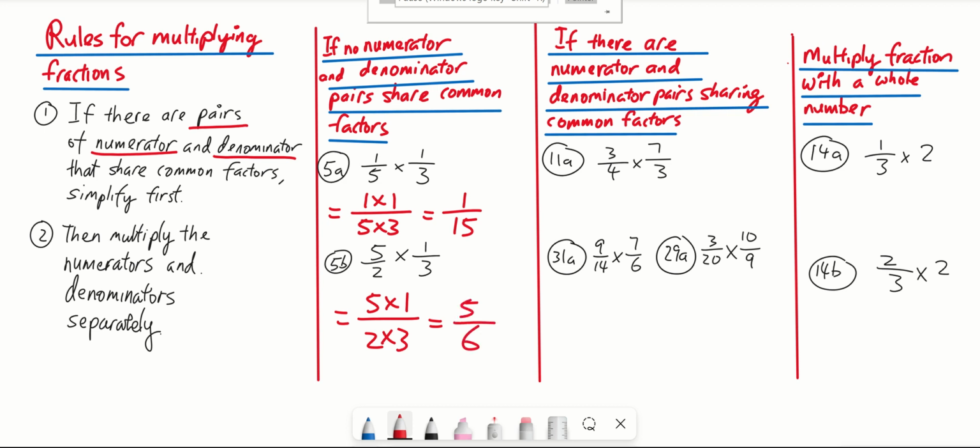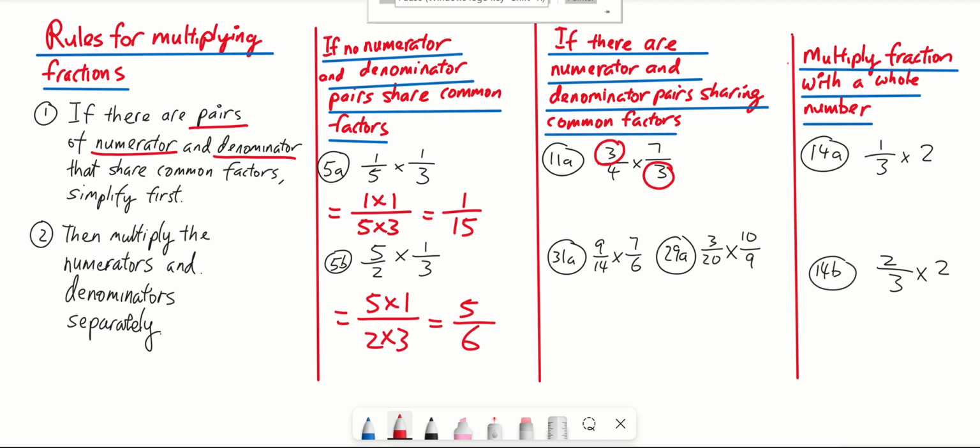Now, moving on to 11a and the rest. Here is where you can find numerator and denominator pairs that share common factors. What do I mean by that? Let's take a look at 11a. You can see that I have a 3 in the numerator and a 3 in the denominator. Now they are both divisible by 3.